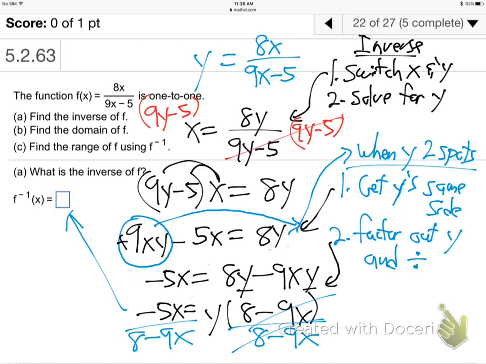Is that good? Questions on that? And you can find the domain of that, right? Bottom not equal to 0, solve for x. Domain of the original, trade them for the ranges.